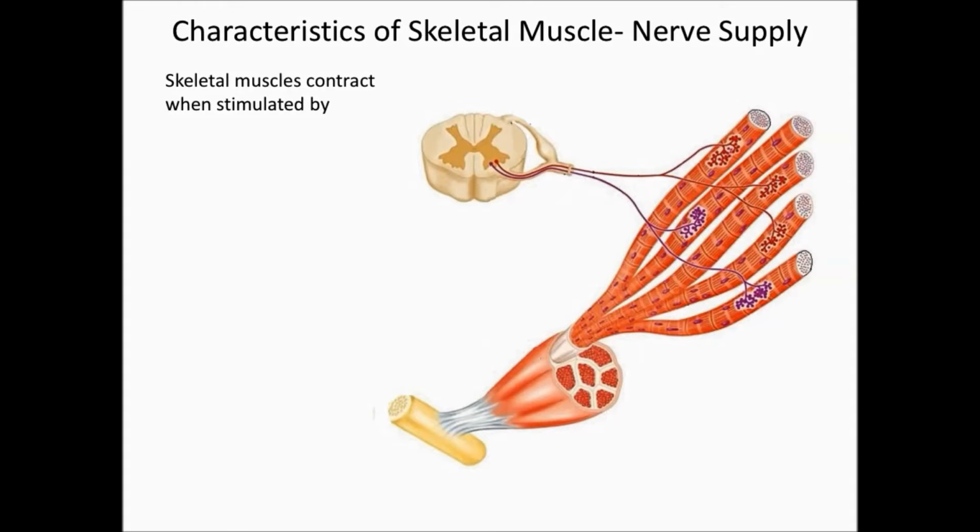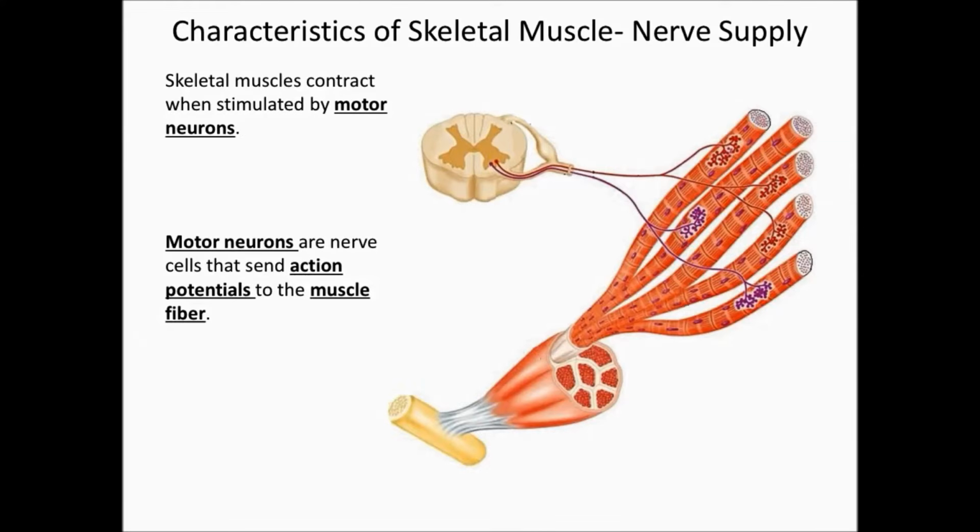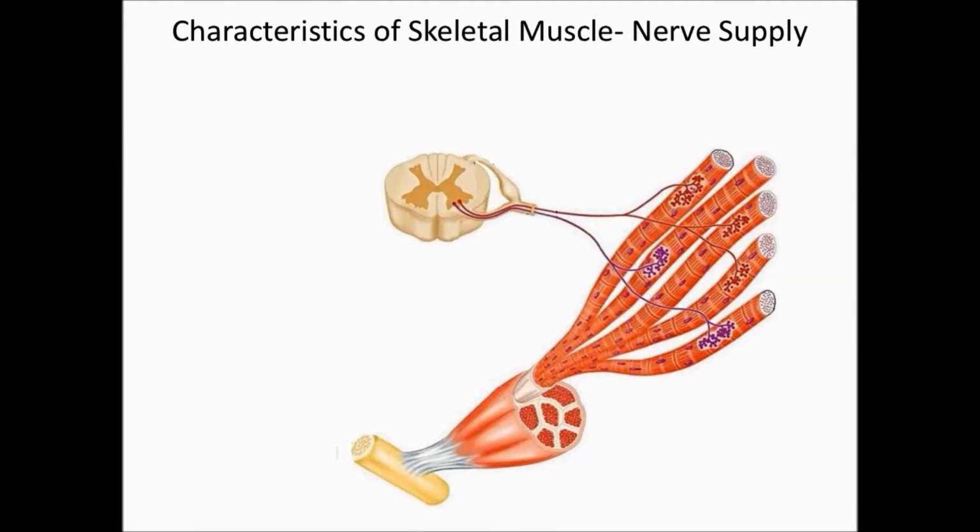So let's take a closer look at the nerve supply for a muscle fiber. Skeletal muscles contract when stimulated by motor neurons. And as mentioned before in a previous slide, motor neurons are nerve cells that send action potentials to the muscle fiber. In this illustration shown here, there are two motor neurons. One motor neuron is red, and the other motor neuron is purple. A muscle is not controlled by a single motor neuron. Instead, it's controlled by many motor neurons, which control numerous muscle fibers.